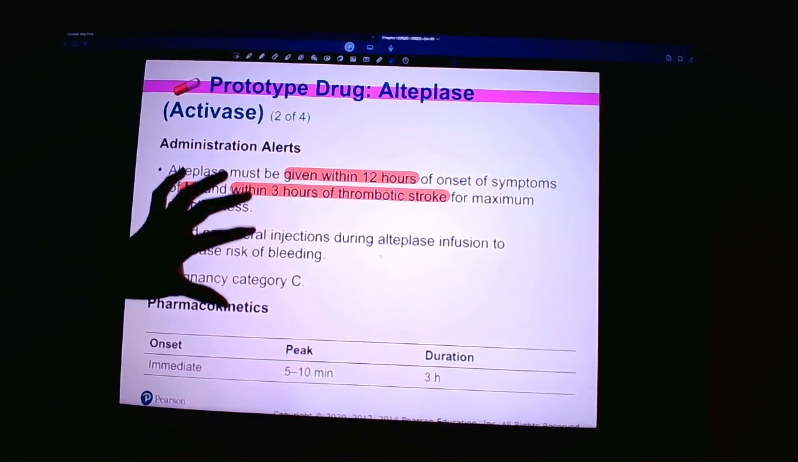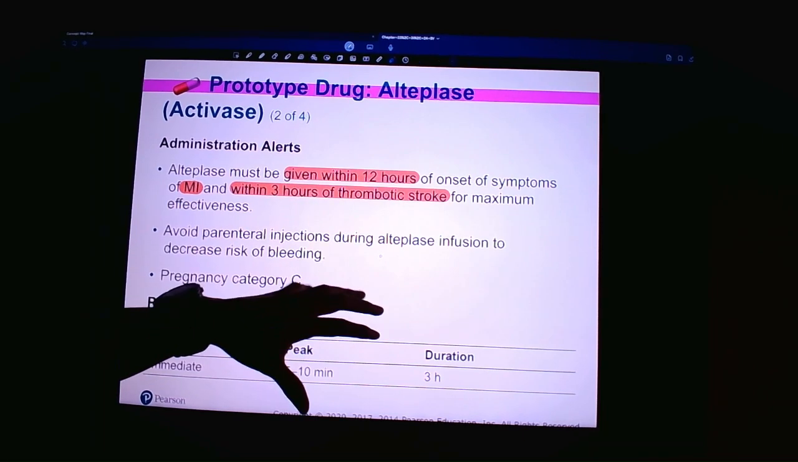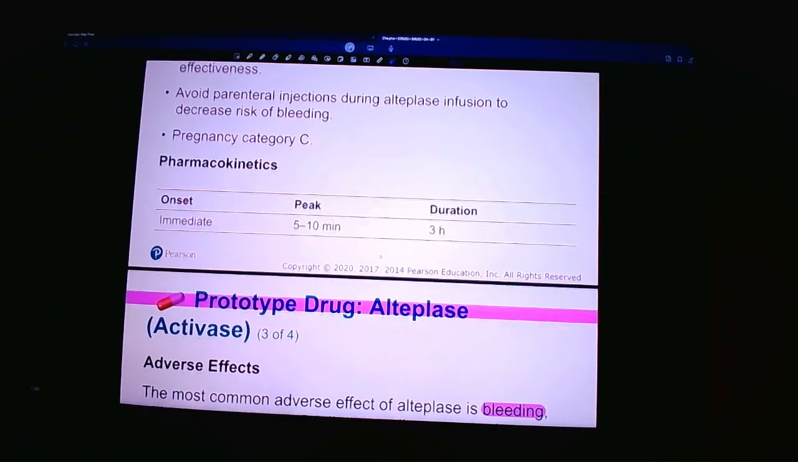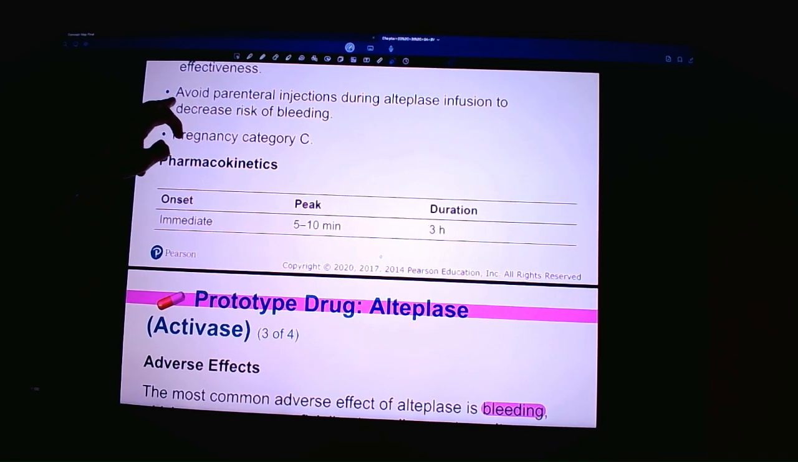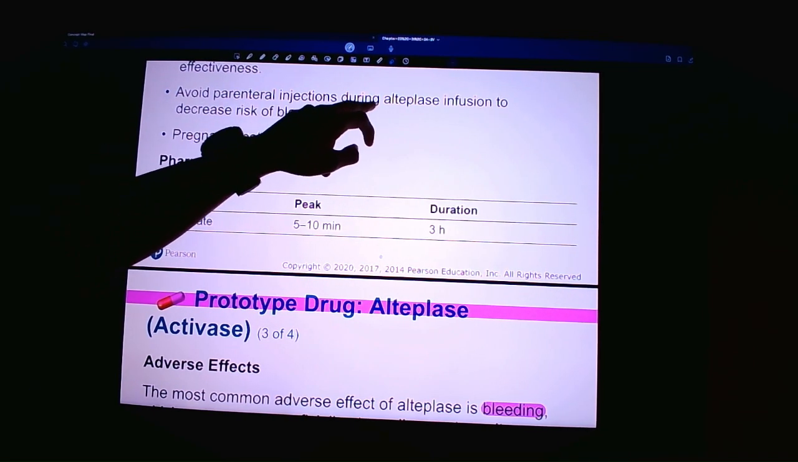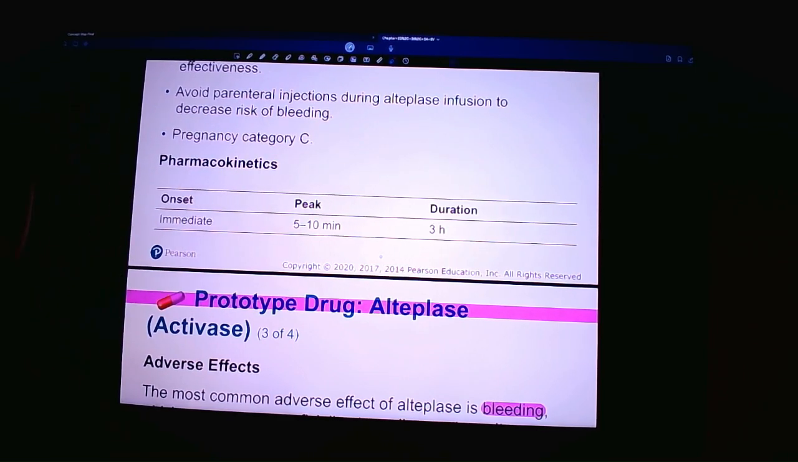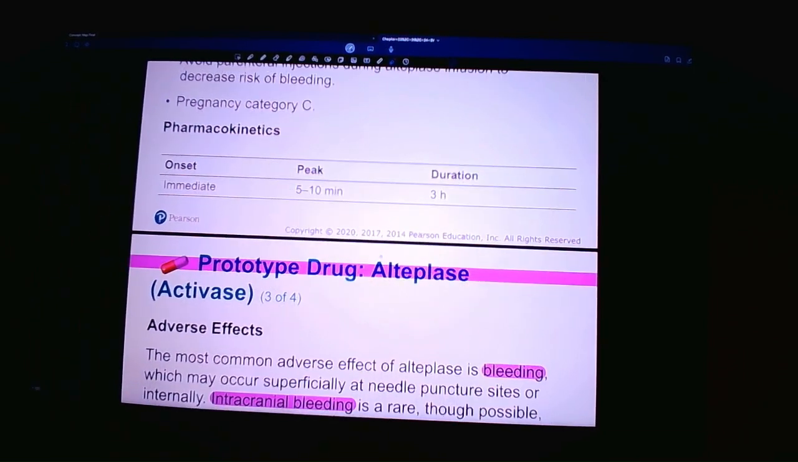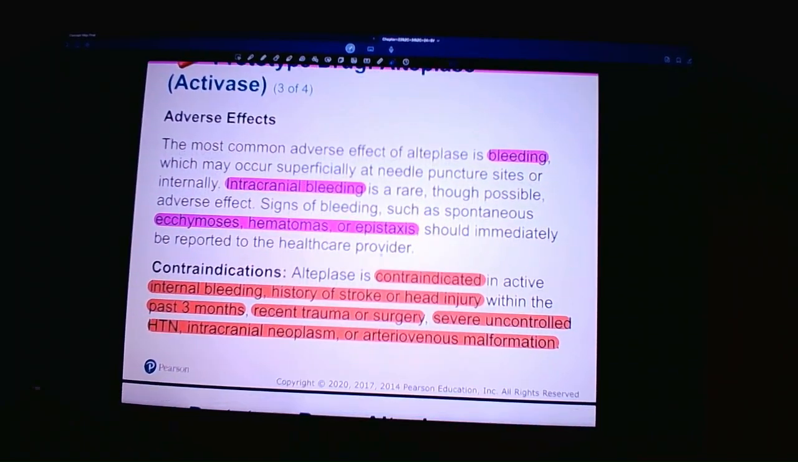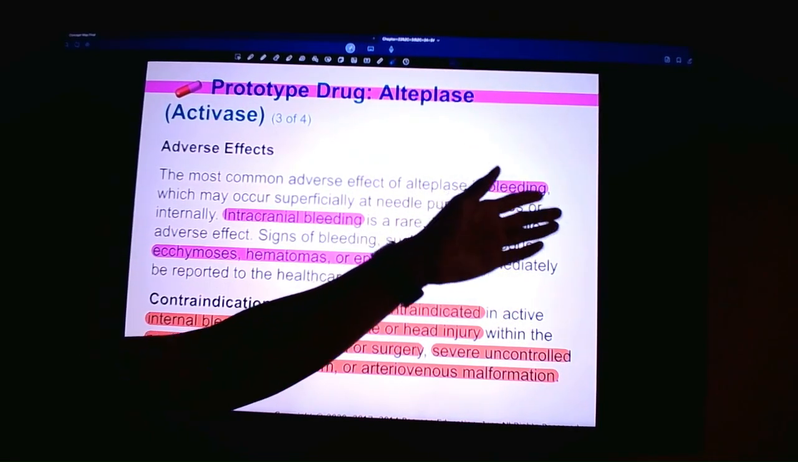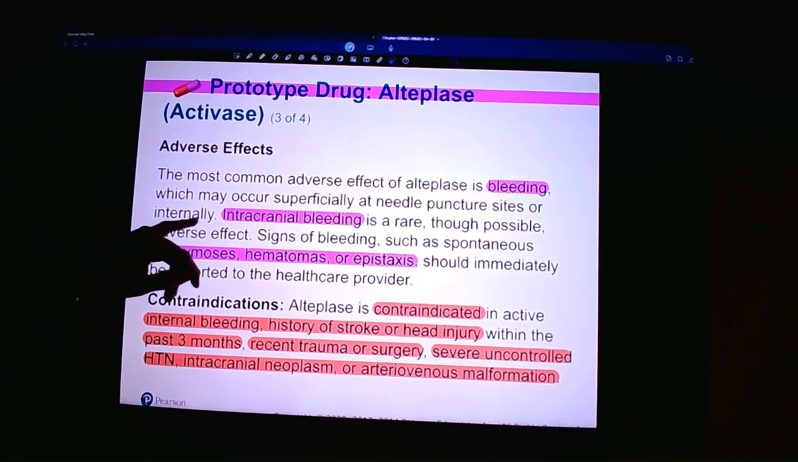So that's the reason why the windows are a little. This is a very dire drug. You need to take this as soon as possible, right? There it is. Look, avoid any injections really because it can cause bleeding, right? Makes sense. But this one really, really puts you susceptible to bleeding. So, adverse effects, right? Bleeding. Wow, what a surprise.